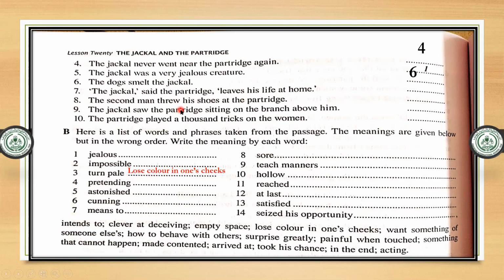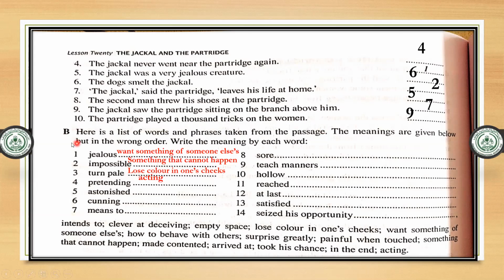It's number 6. Number 7, the jackal said the partridge leaves his life at home. This is number 2. The second man threw his shoes at the partridge. This is number 5. The jackal saw the partridge sitting on a branch above him. This is number 7. And the partridge played 1,000 tricks on the woman. It is number 9. So, dear students, these are the numbers which are given.